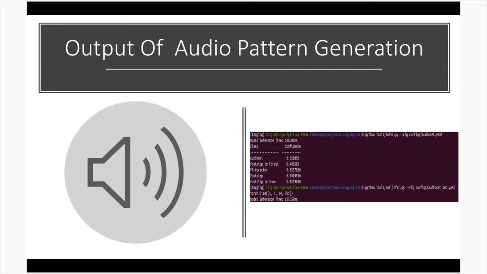So this is like the output of our audio pattern recognition, in which the classes are shown with the confidence of their classes. I gave one input for that. There are different audios in that. It classifies that mostly the sound is going into the class of gun shoot. So it is actually the sound of a gun shoot.